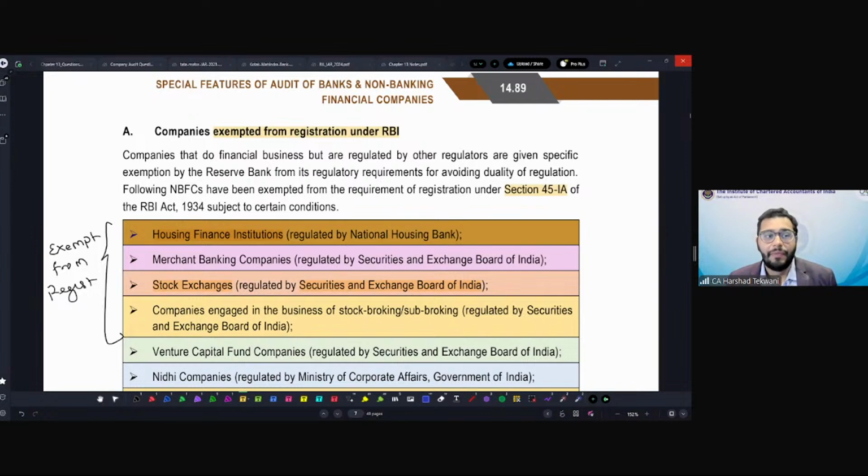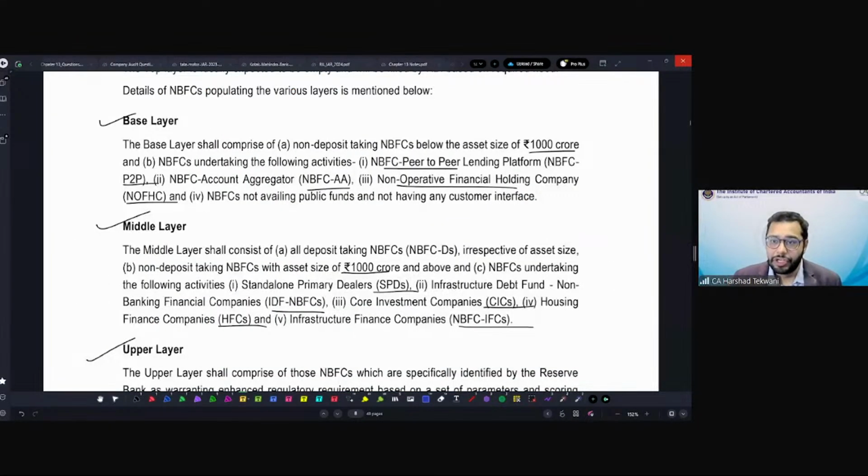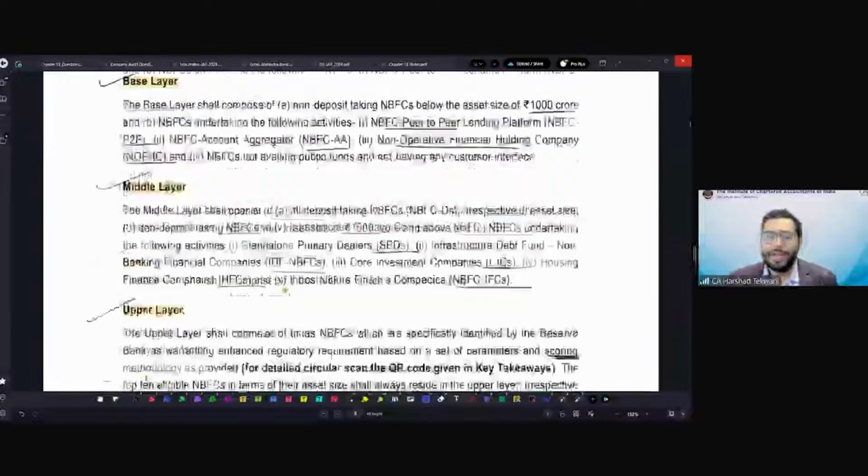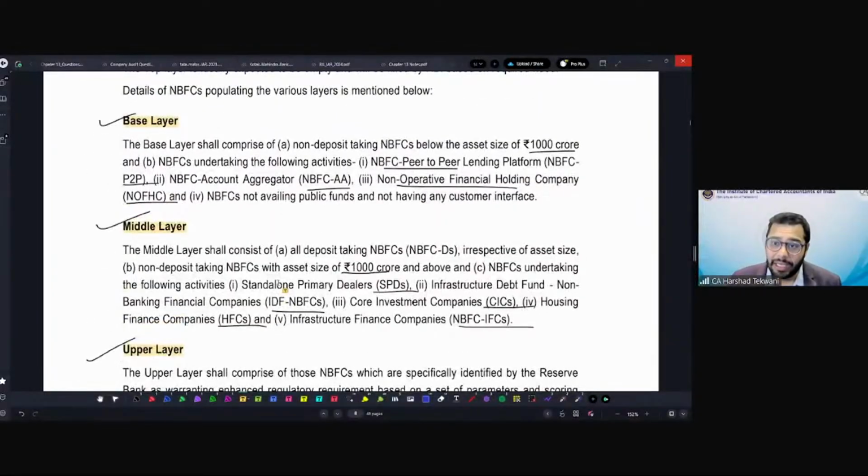After that, we discussed the scale-based regulation: what it is, why it is important to understand it, what the base layer, middle layer, upper layer and top layer are, and which NBFCs fall under which category. For example, NBFCs which do not accept deposits and have an asset size of less than 1000 crore fall under the base layer. If their asset size is more, or they are deposit accepting, they go to the middle layer.